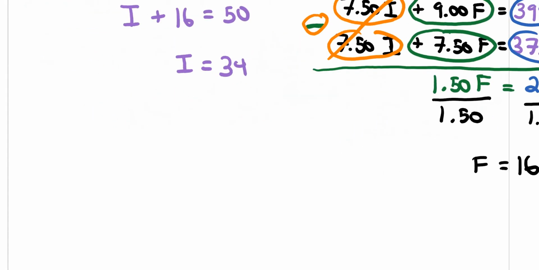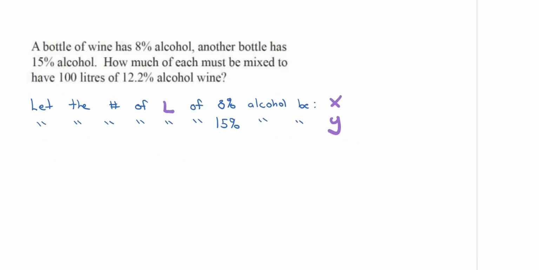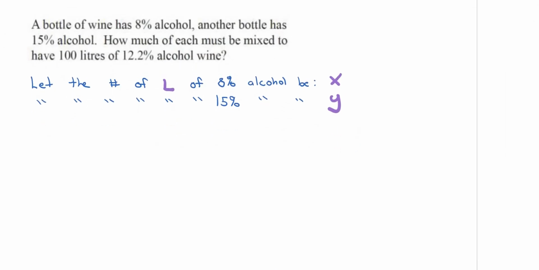Okay, great. Let's keep moving along here. Let's do another one of these combination questions. For this question, I have a bottle of wine that has 8% alcohol and another bottle that has 15% alcohol. How much of each must be mixed to have 100 liters of 12.2% alcohol wine?